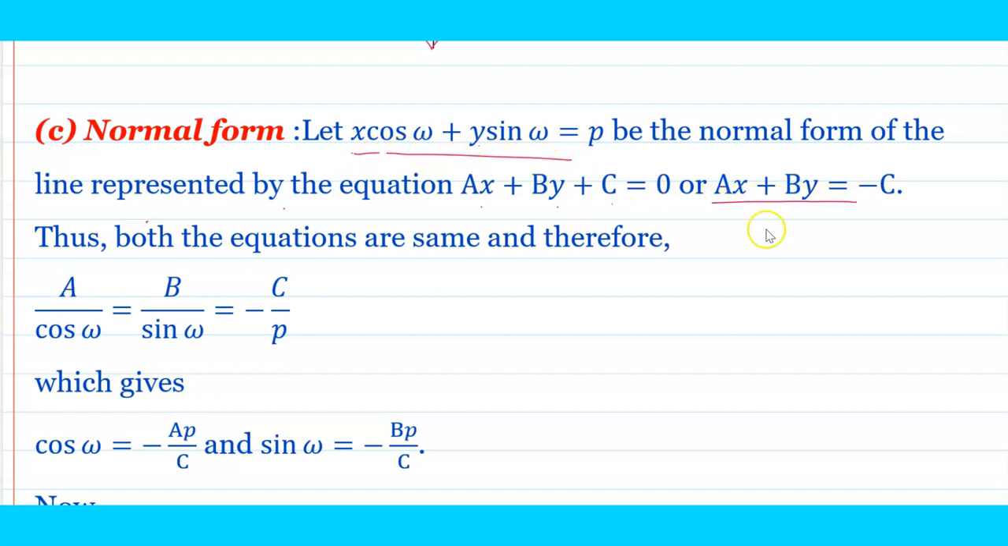Therefore see this equation and this equation. Divide the ax by x cos omega, then x will get cancelled and you will get a upon cos of omega. Divide this by y sin omega, then y will get cancelled and you will get b upon sin of omega, and finally divide this minus c by p, and here you will get minus c upon p. And from this equality, we will find out the value of cos of omega and sin of omega.